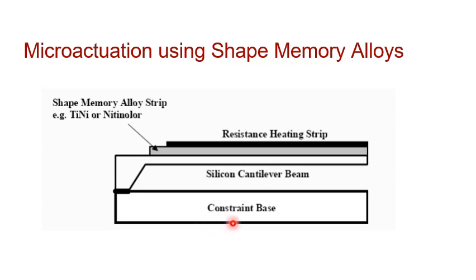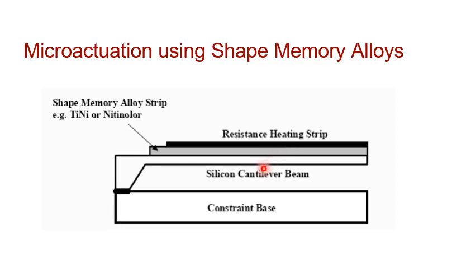So this figure shows how microactuation can be achieved using a shape memory alloy. You can see that in this figure there is a silicon cantilever beam to which you are attaching a strip of shape memory alloy such as titanium nickel, and this is connected to a resistance heating strip.